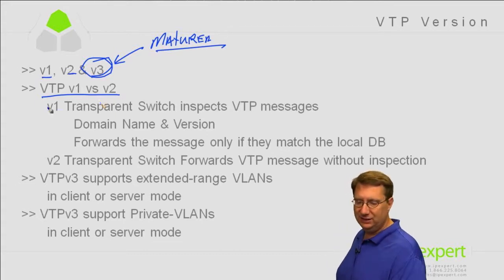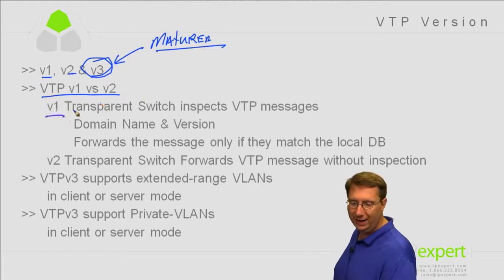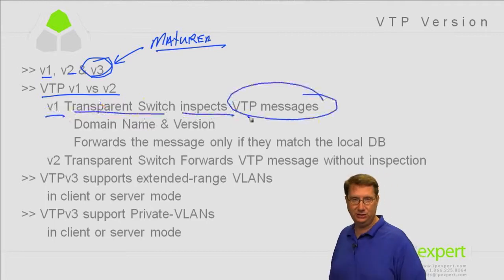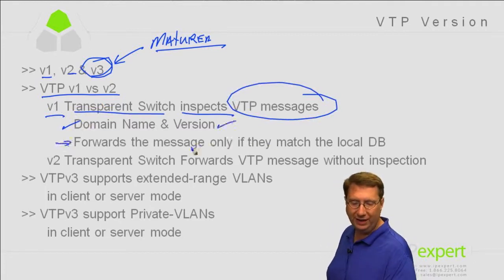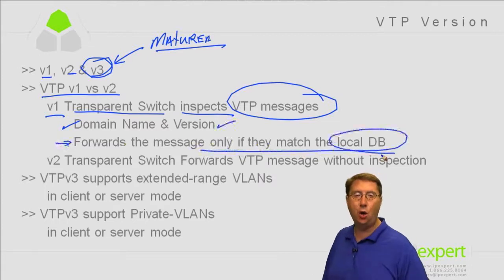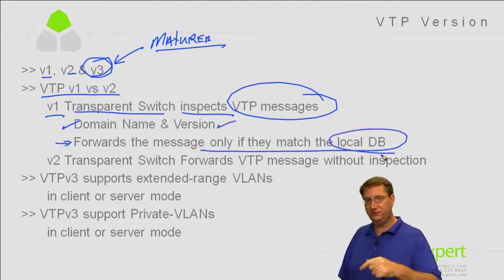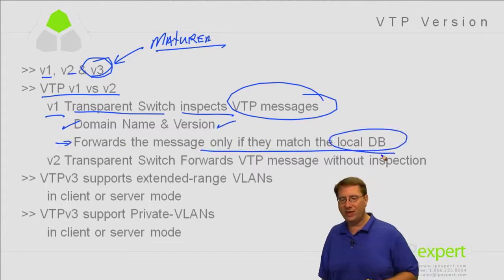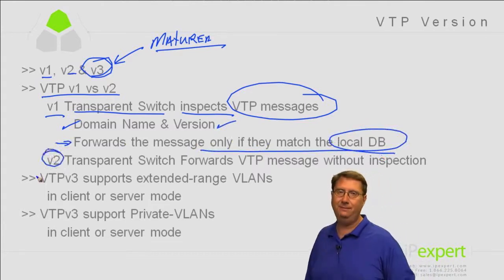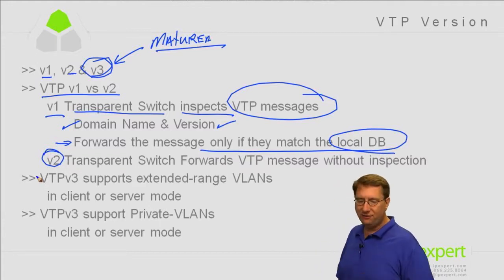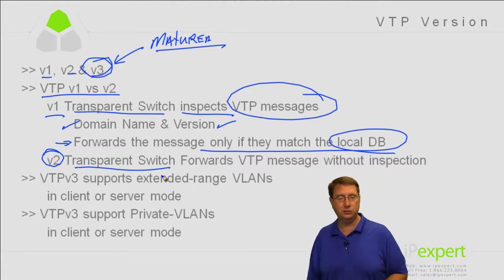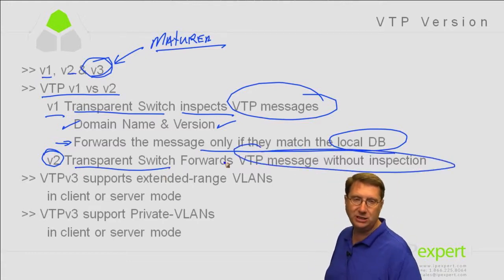What it's saying here is that version 1, if I operate as a transparent switch, is going to inspect all VTP messages, and it's going to check them for my domain name and my version. Then it's only going to forward that information if it matches the local VTP configuration. Here is the erroneous part, and we'll illustrate this when we get to it, and that's version 2. They say version 2 as a transparent switch will forward VTP messages without inspecting them.